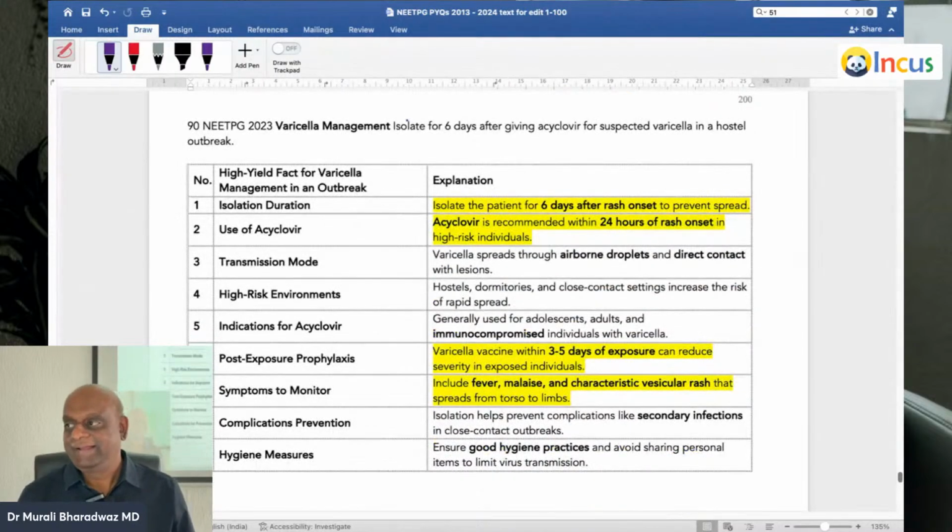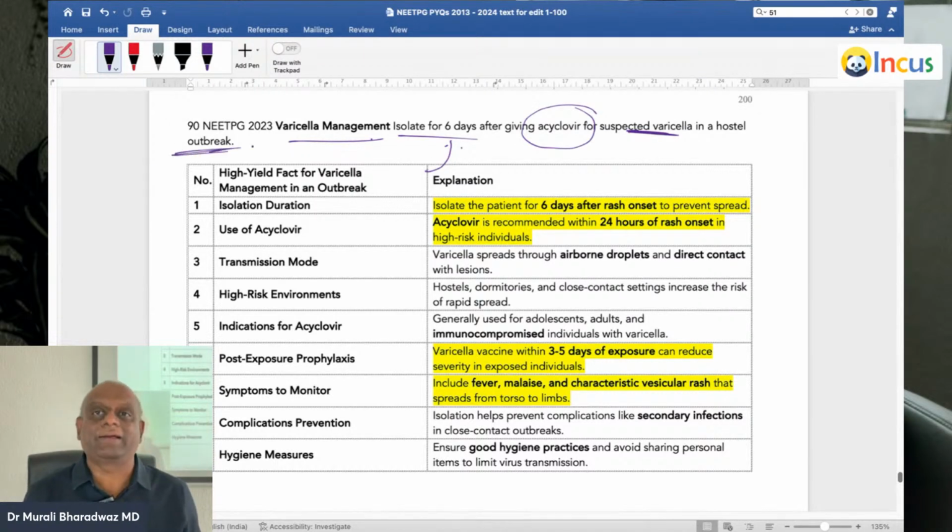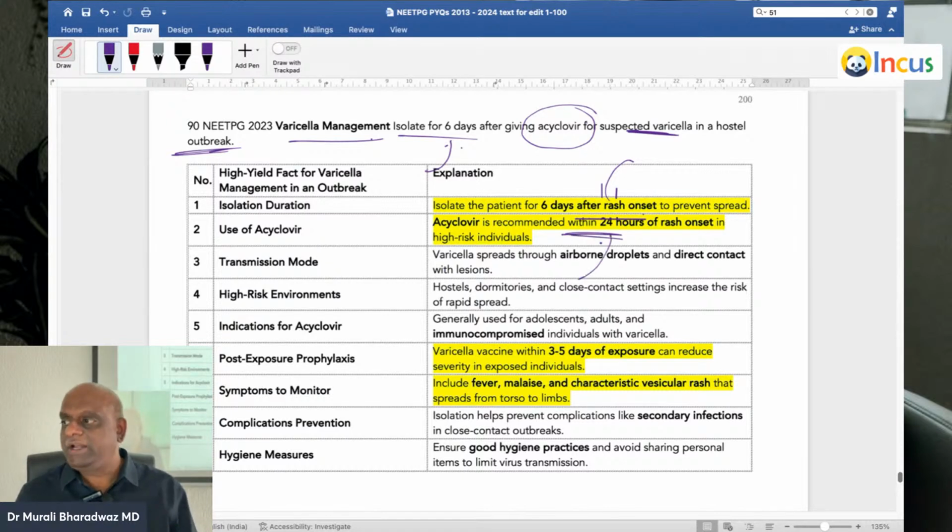Now, whenever there is any varicella, what is varicella? Varicella is chickenpox. Isolate for 6 days after giving acyclovir whenever you are suspecting varicella in a hostel outbreak. Keep him aside for 6 days after the rash onset. And acyclovir is recommended within 24 hours after the onset of the chickenpox rash.